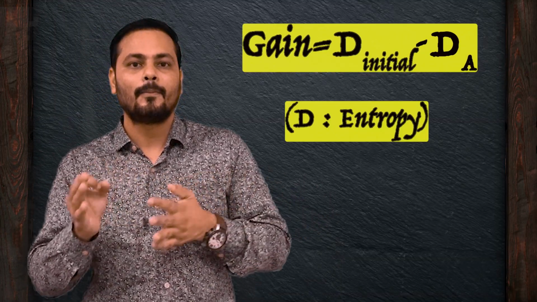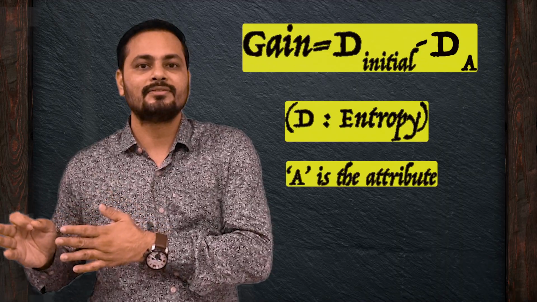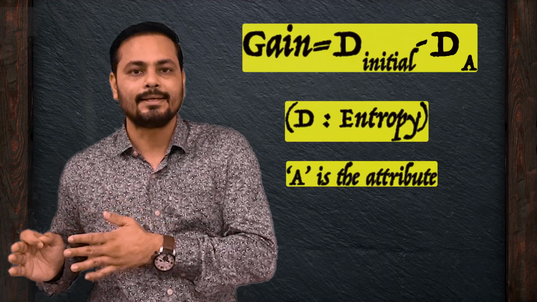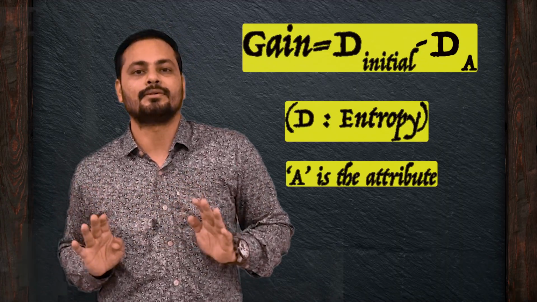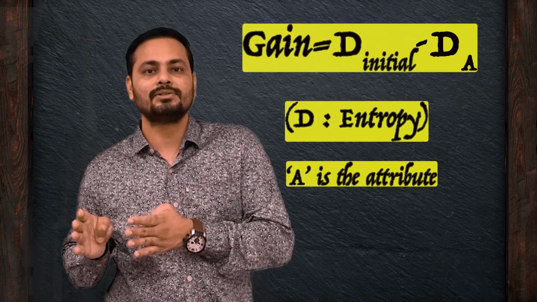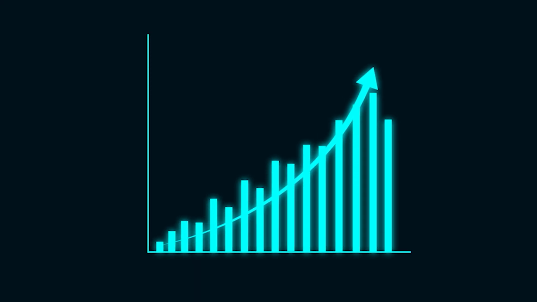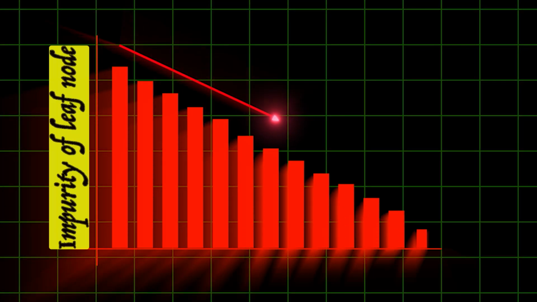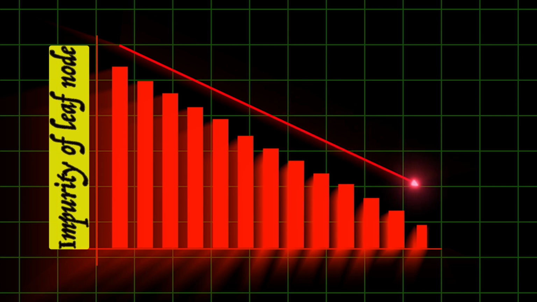So gain will be the initial entropy minus the entropy when there is a split on attribute A. So gain is equal to D minus D_A. Note that reduction in entropy equals the information gain. You always want to increase the homogeneity of the resultant node. So in a classification problem, we always go for reducing the impurity of the leaf node, or in other words, maximizing the purity gain.